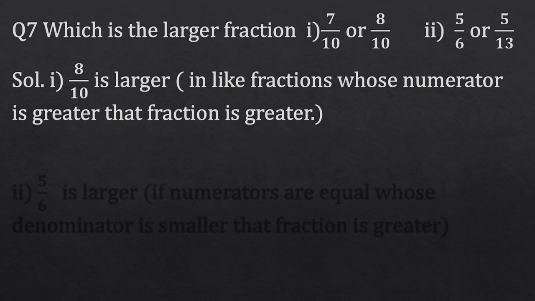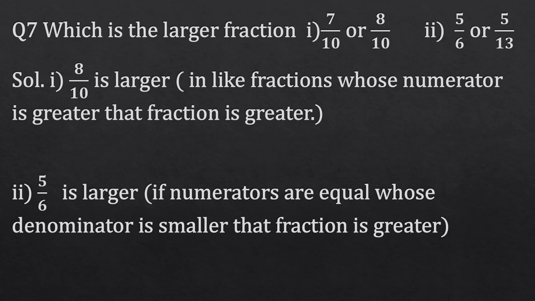Second part is 5 upon 6 or 5 upon 13. In this, numerators are equal, so a fraction whose numerators are equal, whose denominator is smaller, that fraction is greater. So 5 upon 6 is greater, 5 upon 6 is larger. Half marks for each correct part.